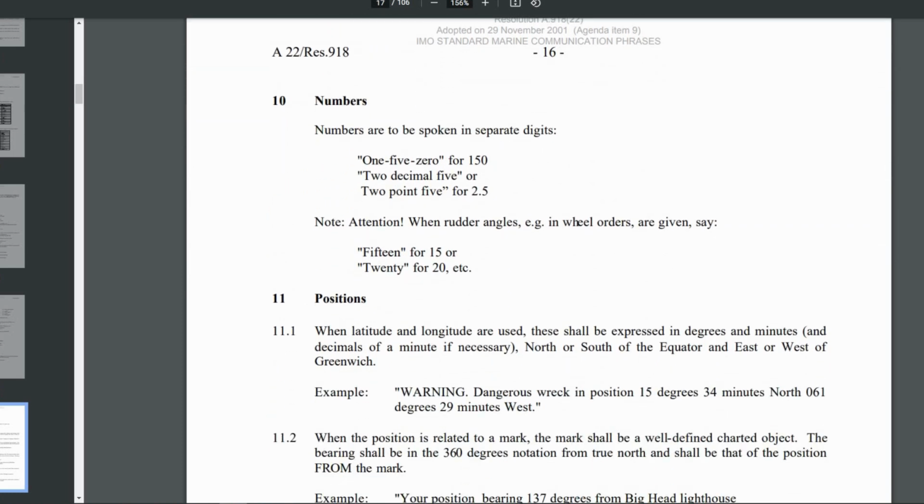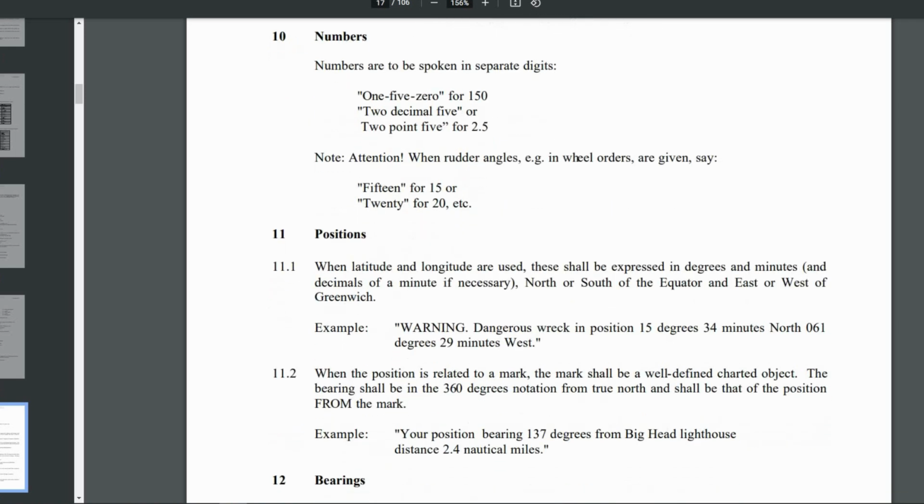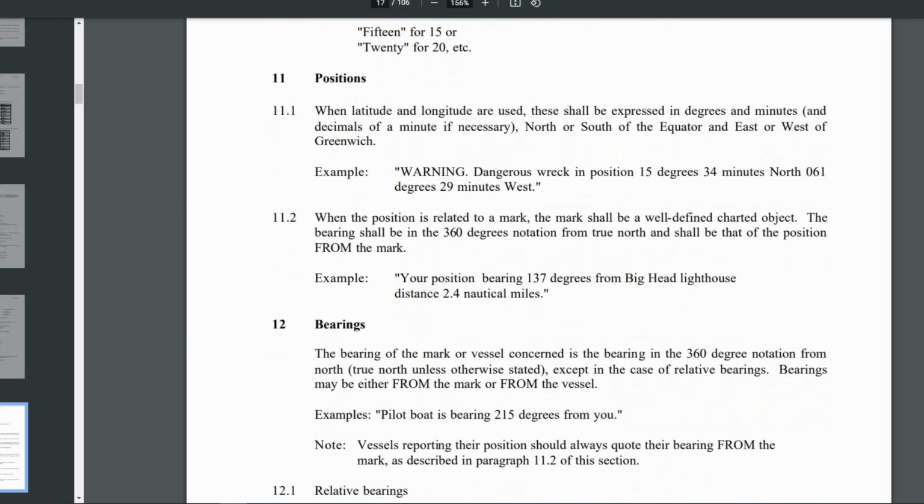10. Numbers. Numbers are to be spoken in separate digits: 1504, 150; 2.5 or 2.5 for 2.5. Note, attention: when rudder angles, e.g. in wheel orders, are given, say "15, 4, 15" or "24, 20," etc. 11. Positions.